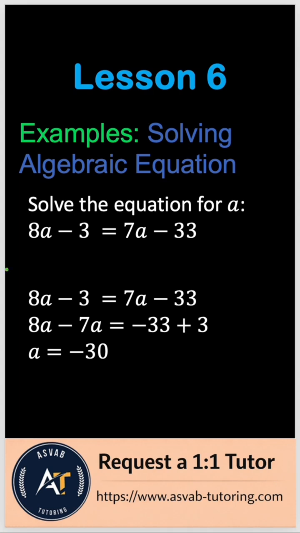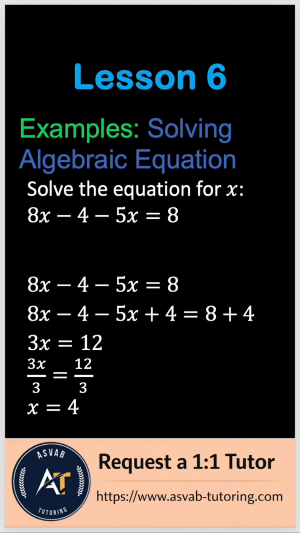So the example says solve the equation for a: 8a minus 3 equals 7a minus 33. So if we bring this negative 3 to this side, it becomes positive 3. And if we bring this positive 7a to this side, it becomes negative 7a. So 8a minus 7a gives us a, and negative 33 plus 3 gives us negative 30.